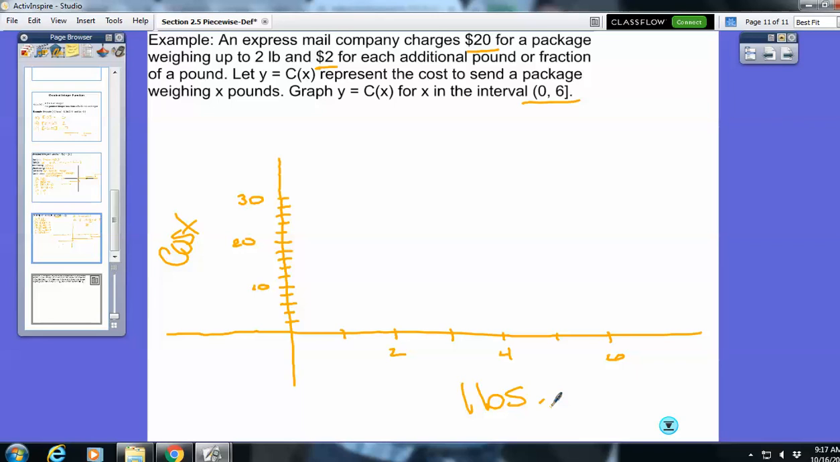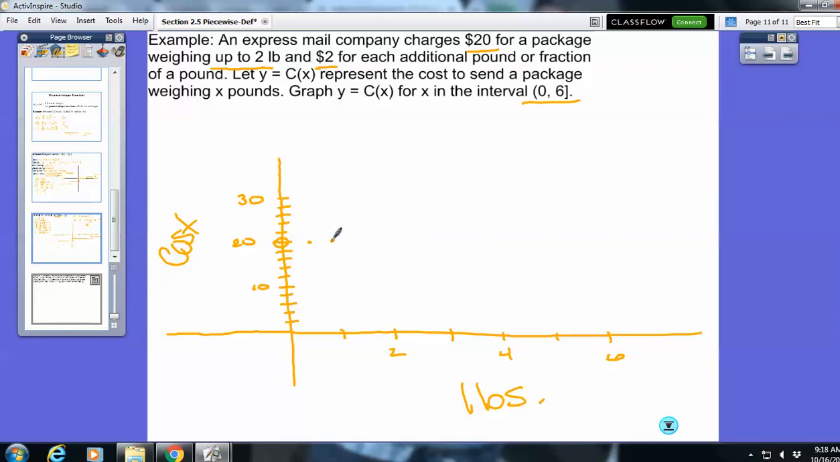If I go to mail a package, will you ever have a package that weighs absolutely nothing? No. But could it weigh like 0.1, 0.2, 0.3? How much are you going to pay if you drop it in the mail and it is 1/10 of a pound with this company? You're going to pay the $20. As soon as you go to mail it, it's an automatic flat $20. So what we know is it's going to start up here at 20. You'll never have a package weighing 0 pounds, so I'm going to put my open circle here. It stays at 20 for everything up to 2 pounds.